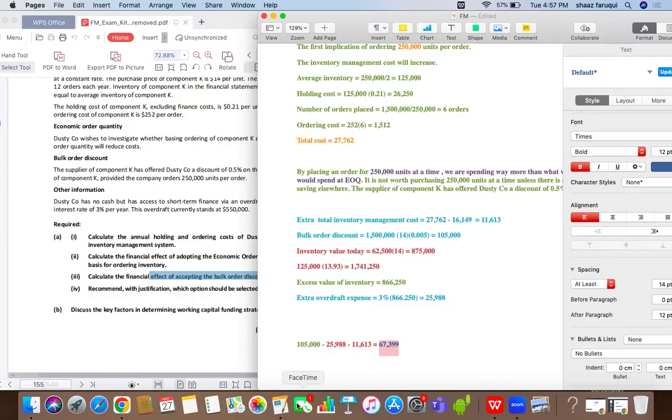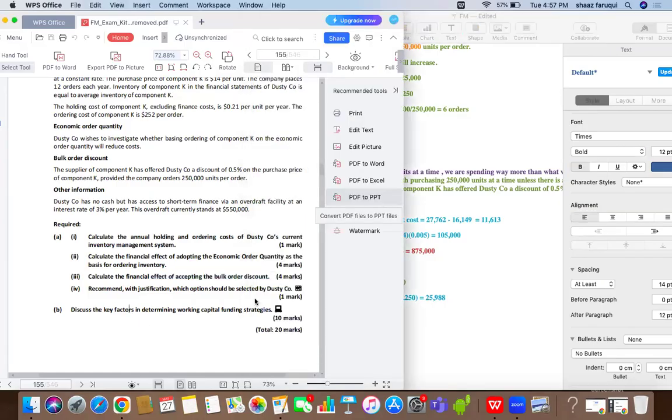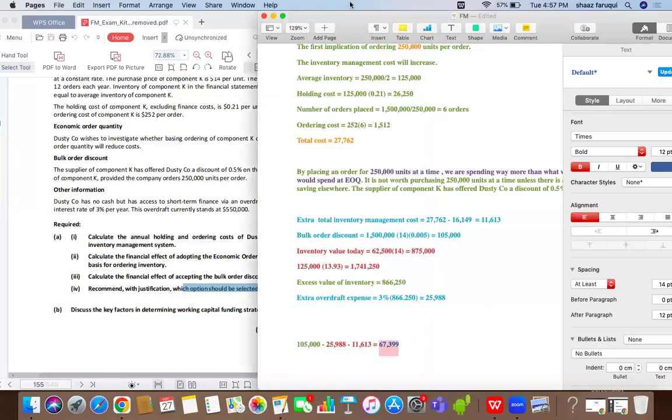You need to explain also in 1 or 2 lines. So far, in the past 57 minutes, we've only looked at 1 plus 4 plus 4, 9 marks. Recommend with justification which option should be selected. I've already told that part. The justification part I've already explained. 10 marks we've got in the past 57 minutes.